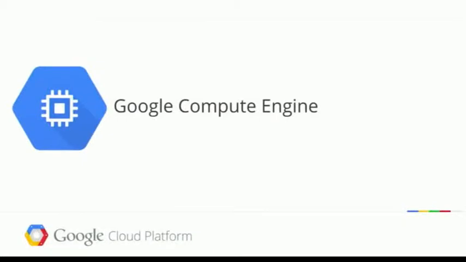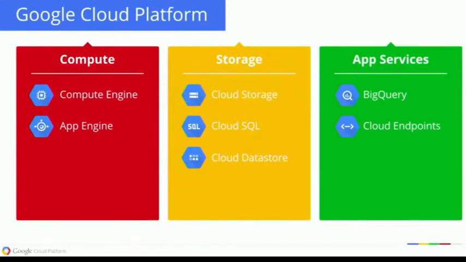We want to share with you. Compute Engine is Google's virtual machine technology. It allows you to run any type of application you want on top of Google's infrastructure and data centers. Now, the cloud platform also includes App Engine, which is our platform as a service offering that lets you easily build and scale web apps or mobile backends.